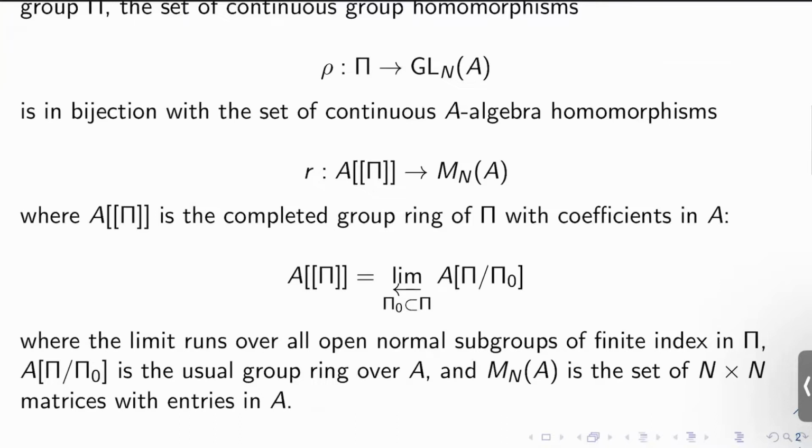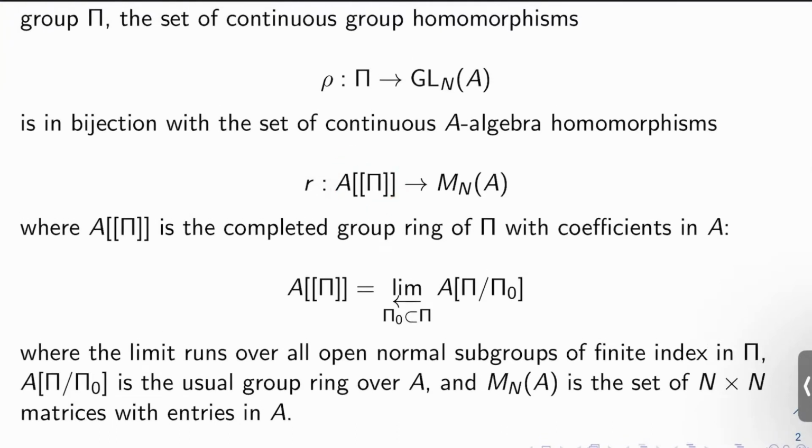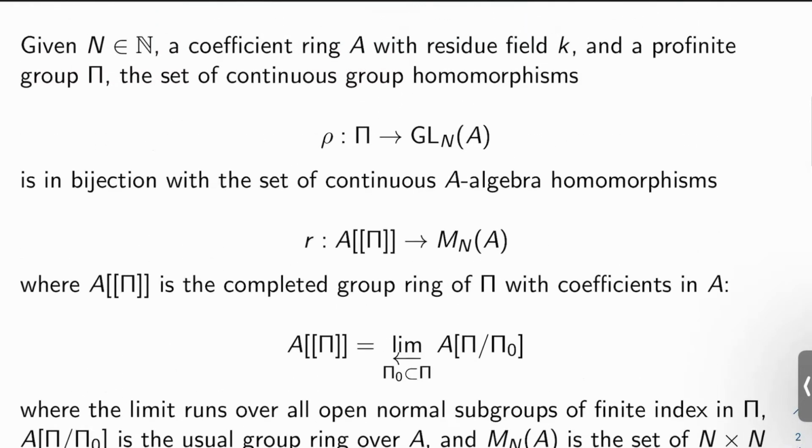Okay, more specifically, what is this completed group ring of pi with coefficients in A? It's the inverse limit over pi 0 in pi of the actual group ring A bracket pi mod pi 0, where the limit runs over all open normal subgroups pi 0 of finite index in pi. So what's a group ring? Let's say R bracket G. It's a free module with generators the elements of G and scalars in R. So this is a nice thing to be aware of. We'll need this later in the chapter.